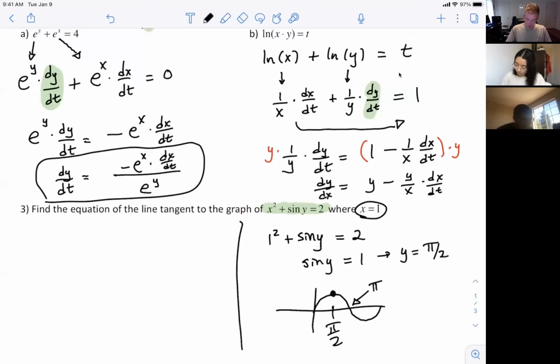Okay, now for the calculus part, take the derivative. So the derivative of x squared is 2x. The derivative of sine is going to be cosine of y. Then we need to take the derivative of y, so that's dy dx, or y prime for short. And then the derivative of 2 equals 0.